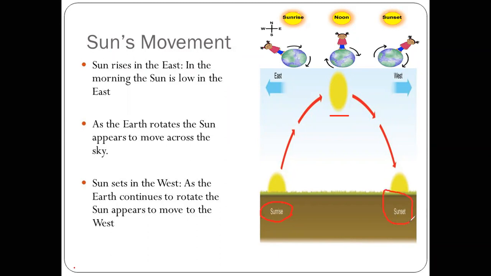Here will be the west. As the earth continues to rotate, the sun appears to move to the west. Again, the sun rises in the east. In the morning, the sun is more in the east. As the earth rotates, the sun appears to move across the sky at noon time, like here. Then the sun looks like it goes down. The sun sets in the west as the earth continues to rotate. The sun appears to move to the west.